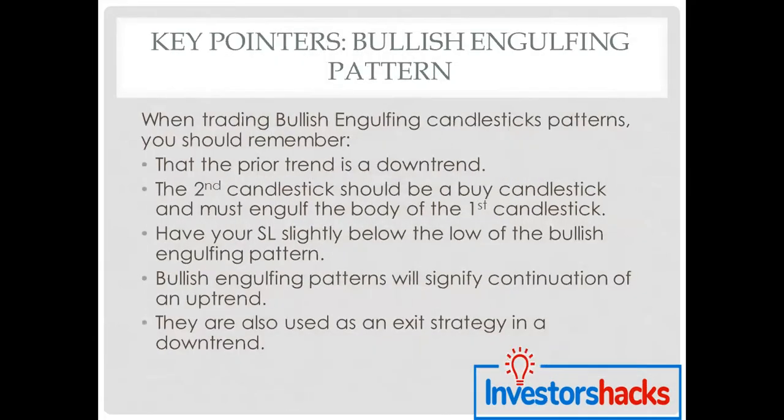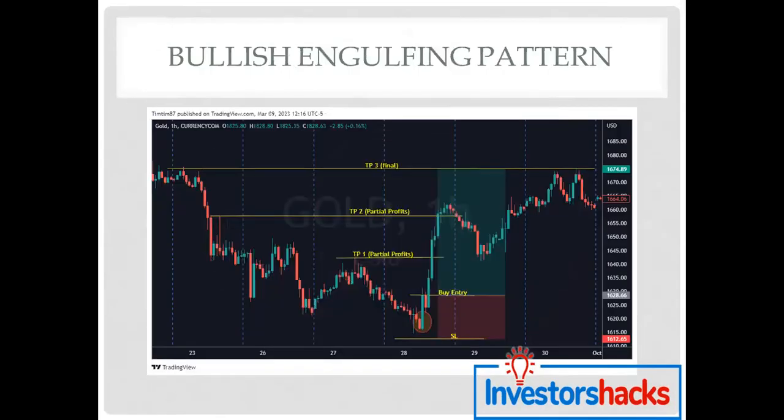The second candle should be a buy candle and must engulf the body of the first candle. So in our pattern here, the second candle should be a buy candle. This is our second candle, it's a buy candle, and it should engulf the body of this first candle, which is a sell candle. And you can see it completely engulfs this candle.